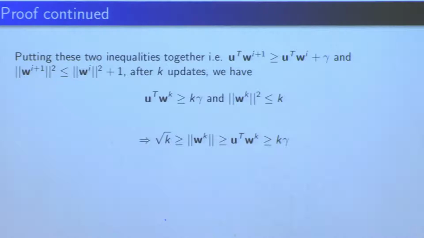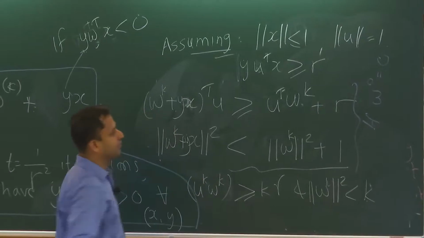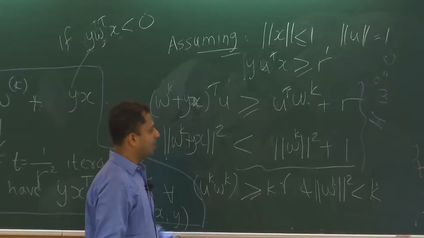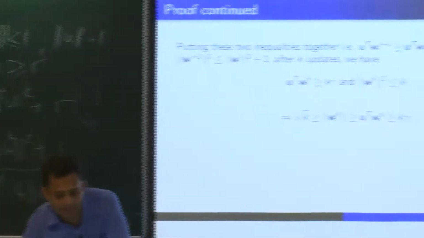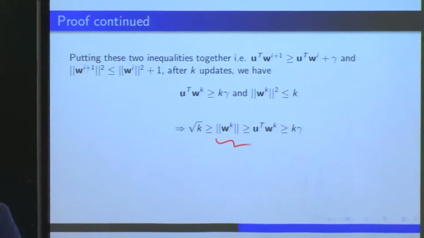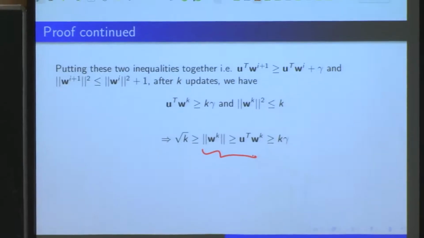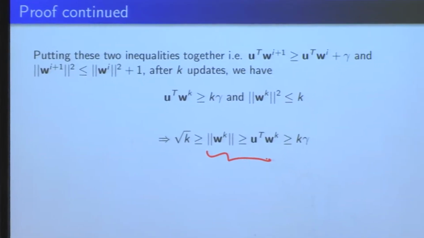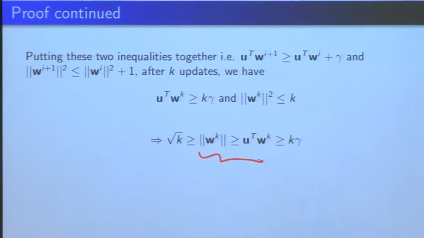And the same inequality: u transpose w k is greater than or equal to k gamma, and we have, as someone pointed out, a well known inequality that we can use here. Cauchy-Schwarz. So what is the Cauchy-Schwarz inequality?